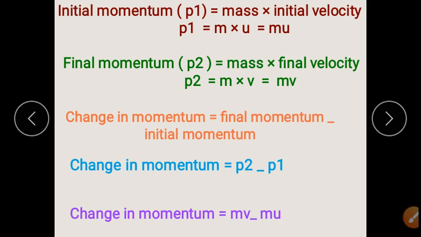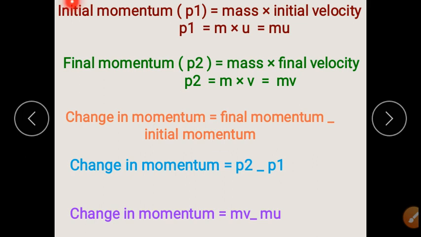We are going to get an equation for Newton's second law of motion. What is Newton's second law of motion? Rate of change of momentum is proportional to force. Okay. So let us first find out rate of change of momentum. What is rate of change of momentum? It is change in momentum divided by time. So first let us find out change in momentum.